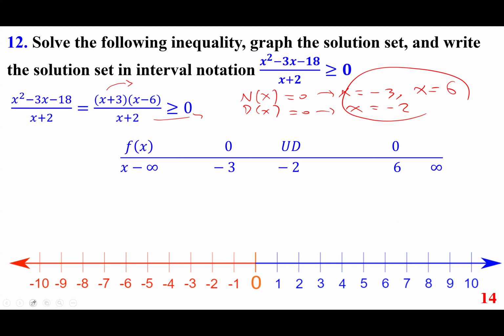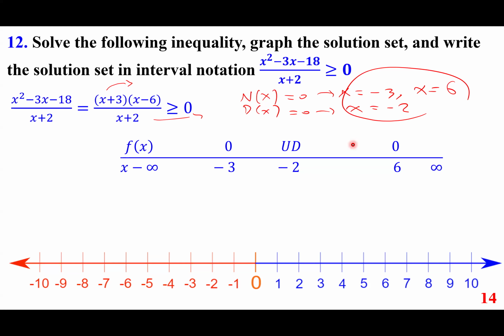So x goes from negative to positive infinity. When x is negative 3, this expression is 0. When it's negative 2, it's undefined. When it's positive 6, it's 0. The next step is to figure out where this function is positive, where this function is negative, and so on.